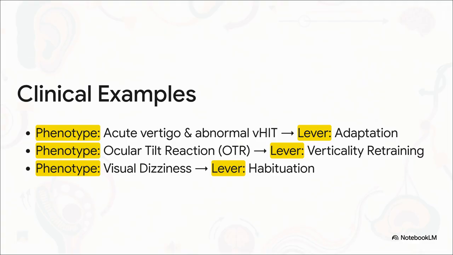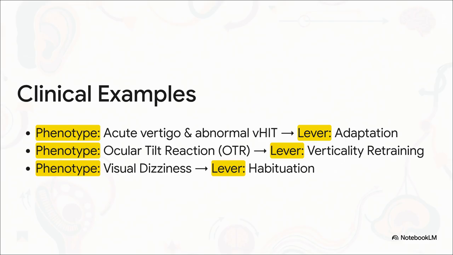It's so clean. So say a patient comes in with acute vertigo and an abnormal V-HIT. Boom. That phenotype points you straight to a peripheral canal failure. So what's your rehab lever? Adaptation. Simple. Now, what about a patient with an ocular tilt reaction? That phenotype is screaming that there's a problem with the otolith or the graviceptive pathways. So the rehab lever is totally different, verticality retraining.